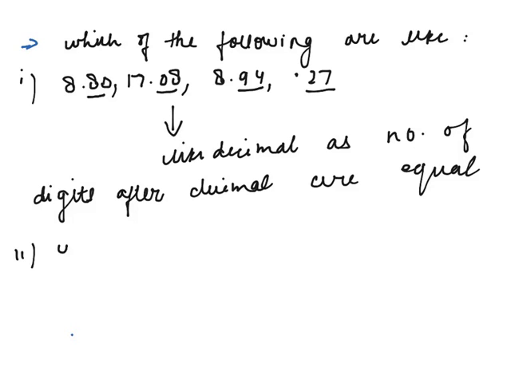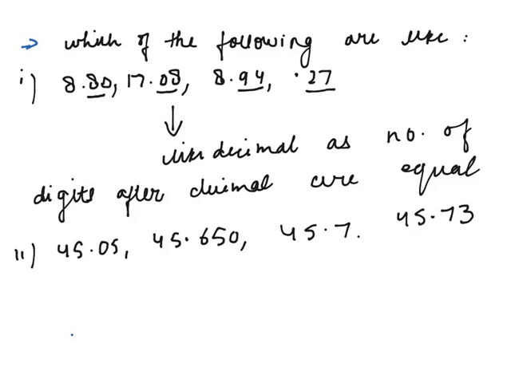Next question we have 45.05, 45.650, 45.7 and 45.73. In that case we will check the number of digits after the decimal point. Here we have 2 digits, in the next we have 3, here we have 1, and here we have 2. So the number of digits after the decimal point in each number is different. So these are unlike decimals as the number of digits are different.